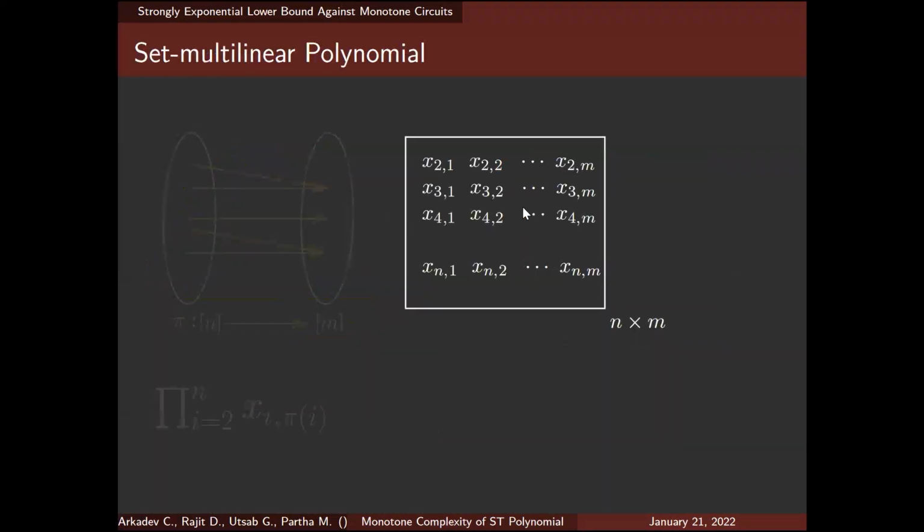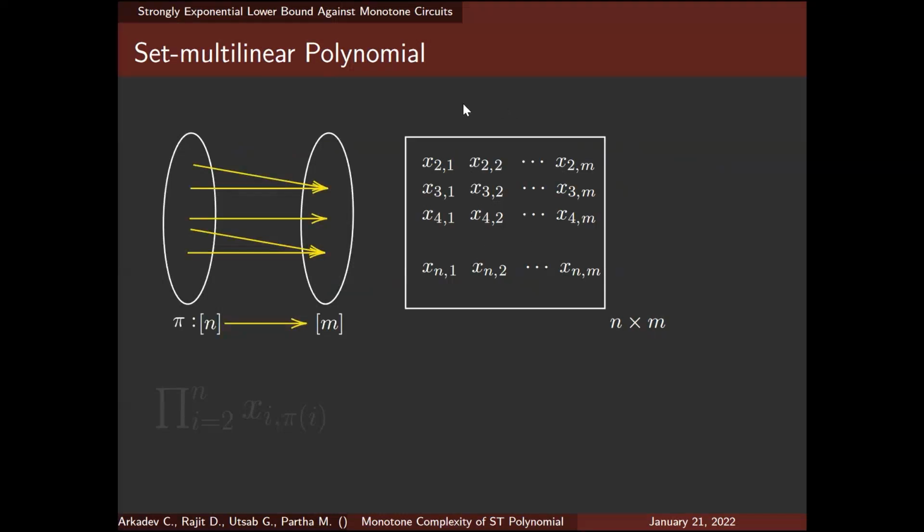Now we will see a very interesting class of polynomial, which is called set-multilinear polynomial. Consider this matrix of variables of dimension n cross m. A set-multilinear monomial of degree n can be constructed from this matrix by picking exactly one variable from each row of this matrix. This can be interpreted as a map from the rows of this matrix to the columns of this matrix. Say this map is pi here. And the monomial can be constructed simply in this following way. A polynomial that consists of this kind of monomial is called set-multilinear polynomial. As an example, our spanning tree polynomial is a set-multilinear polynomial.